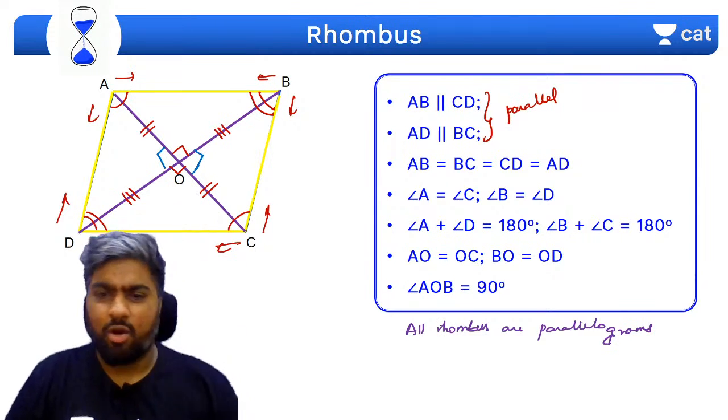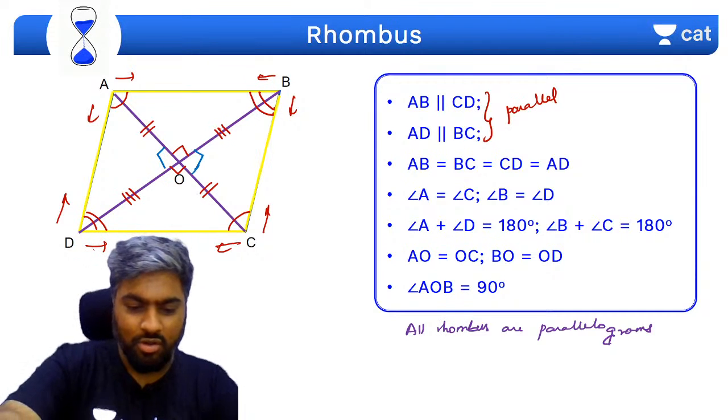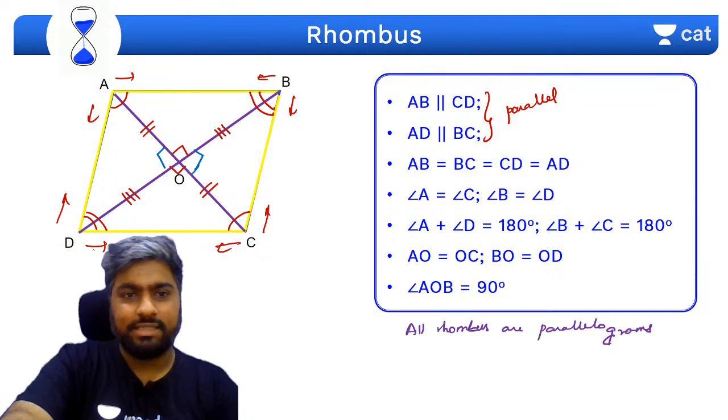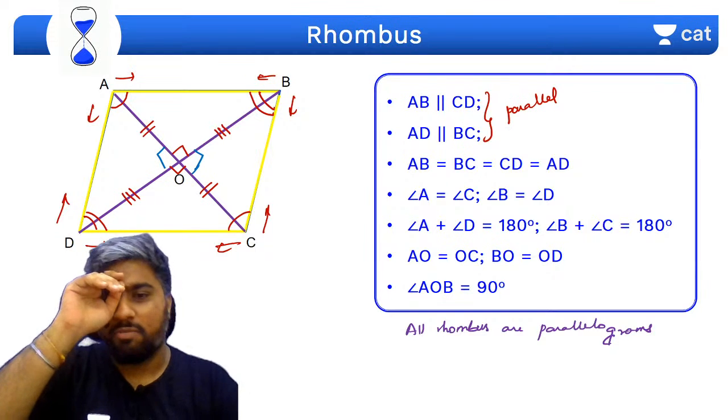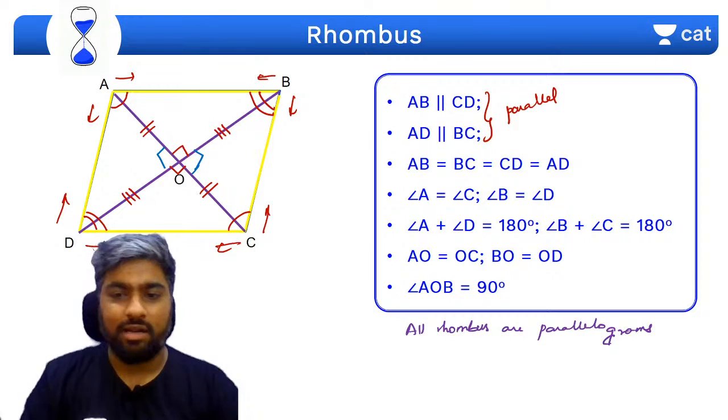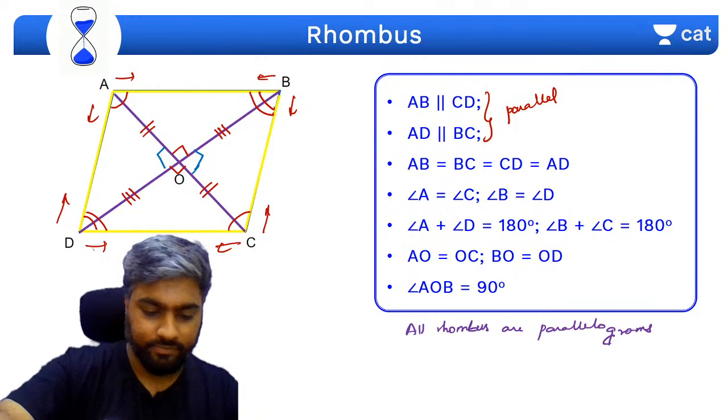What is the plural of rhombus? Rhombi, rhombises. Okay, so every rhombus is a parallelogram, but not all parallelograms are rhombuses. Done.